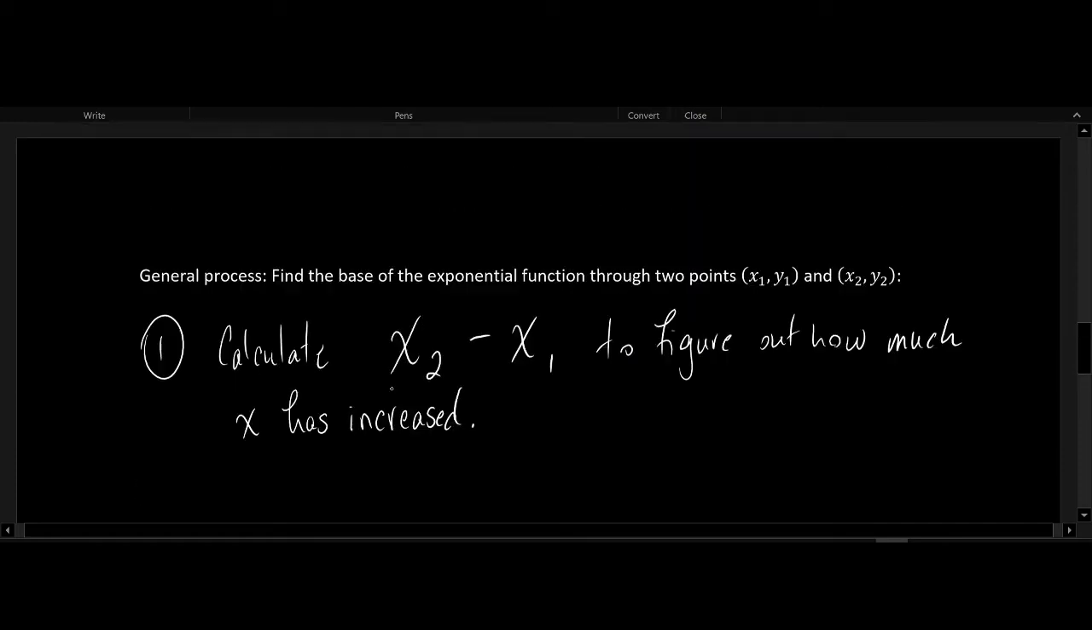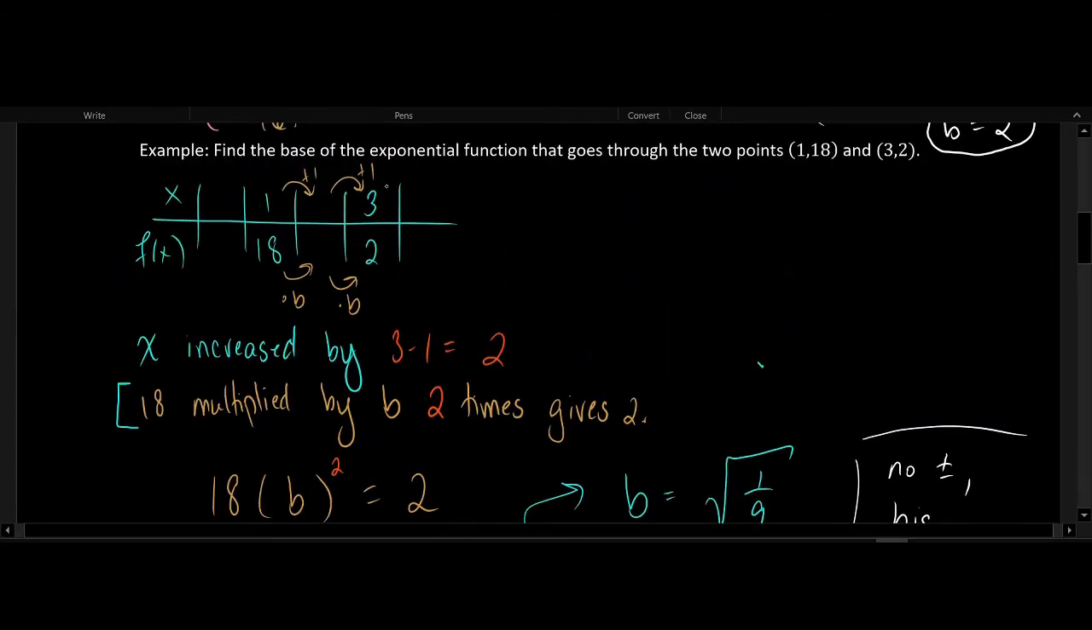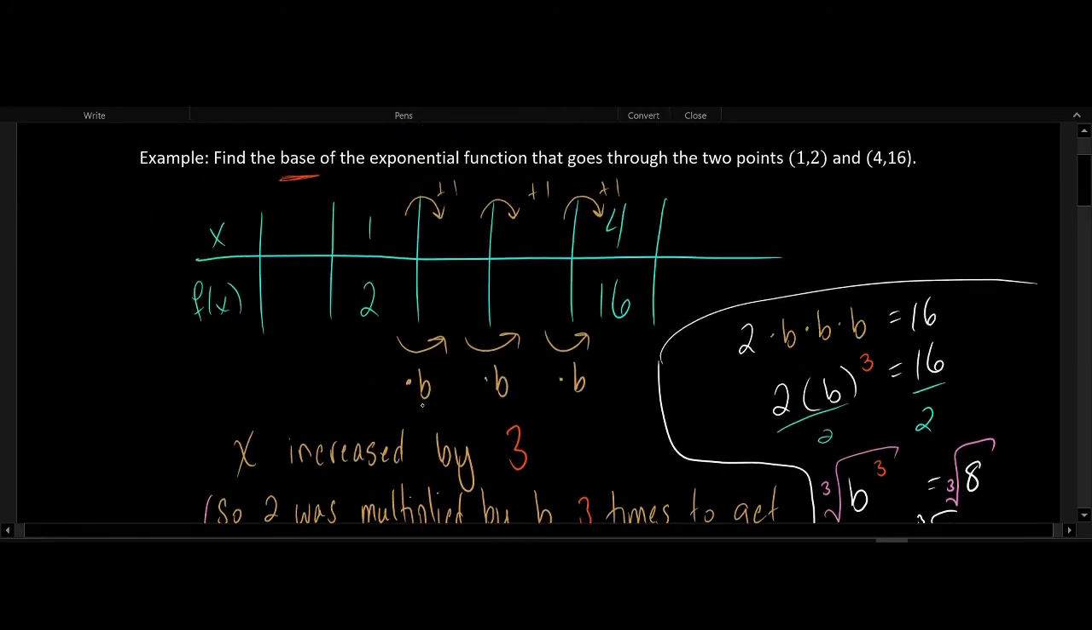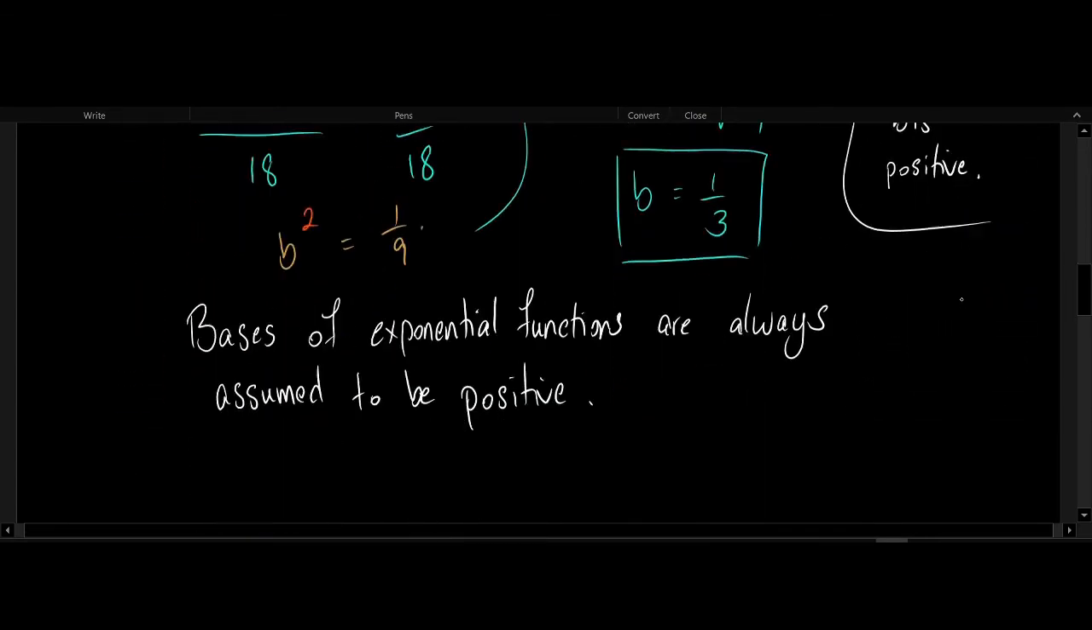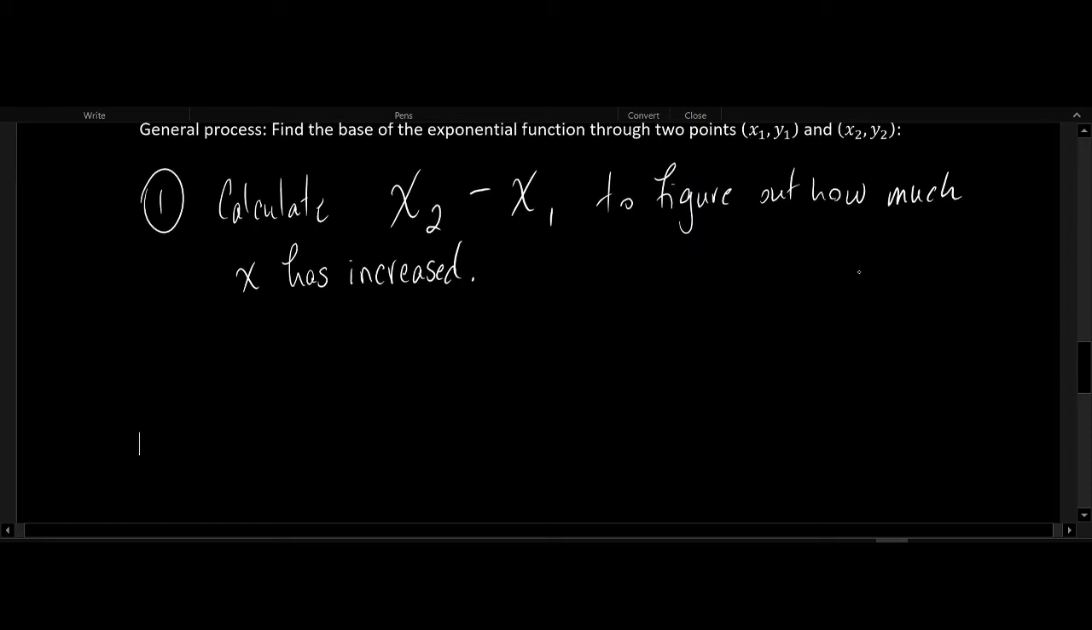Let's compare this with the following example. In the directly previous example, moving from 1 to 3, x increased by 2, which could be found by taking the final x, 3, and subtracting the initial x, 1. 3 minus 1, 2. And in our very first example, we found that x had increased by 3, 3 being the difference, final x 4, minus initial x 1, 4 minus 1. So the first thing that you want to do is you want to do last x minus first x, take that difference to figure out how much x has increased.